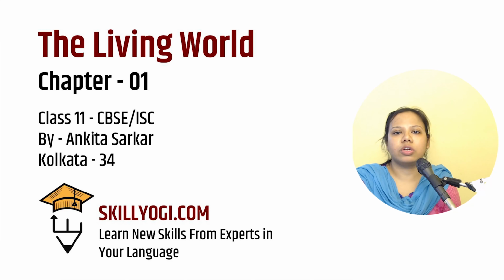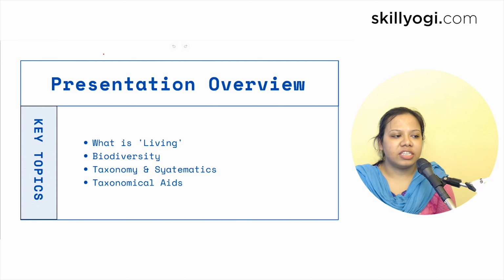Myself Ankita Sharkar. Today we are discussing the living world, which is the first chapter for class 11 students who are reading in CBSE and ICSE board. So let's start. In this chapter we are discussing four points: what is living, what is biodiversity, taxonomy and systematics, and the last one is taxonomical aids.